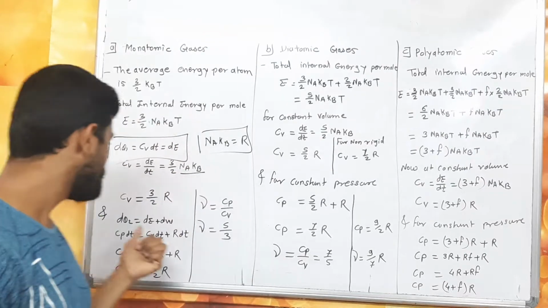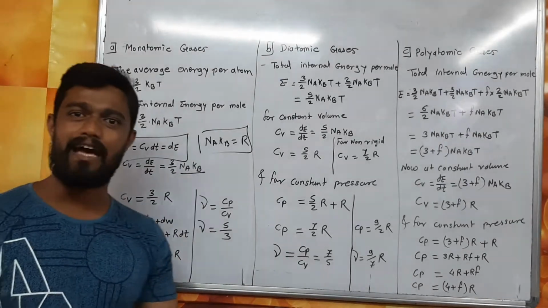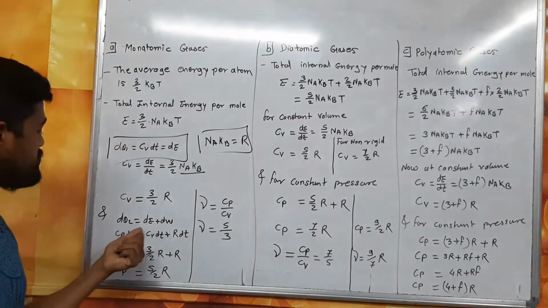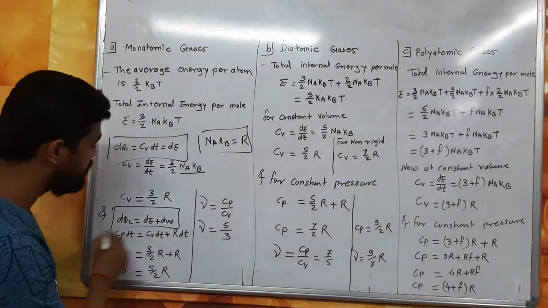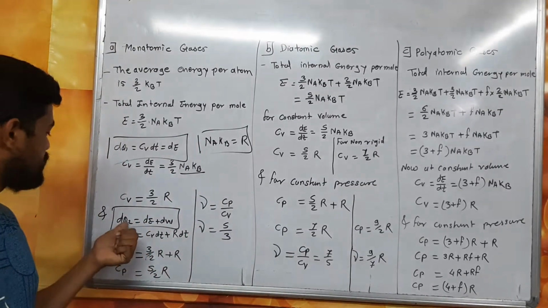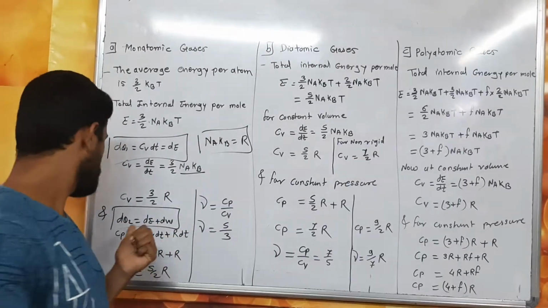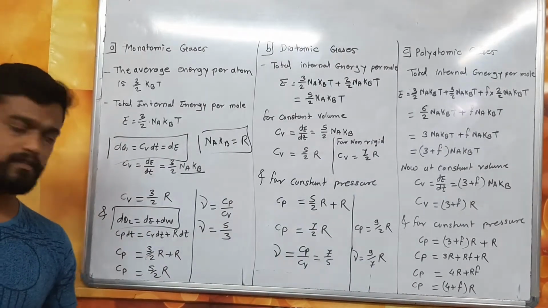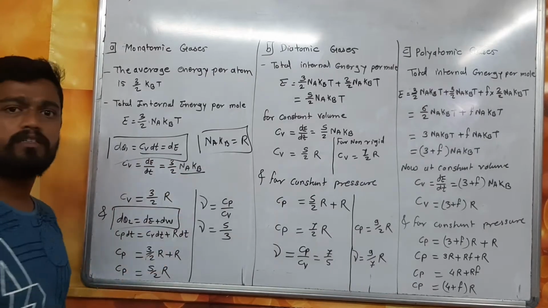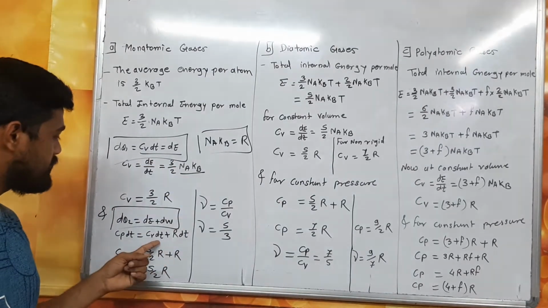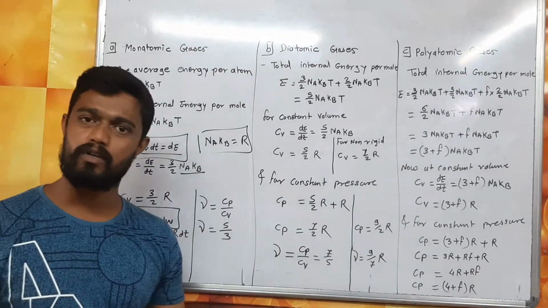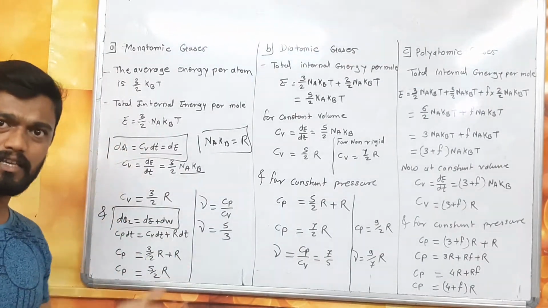Now we find the specific heat capacity of a gas at constant pressure. So dQ2 is equal to dE plus dW. We already know this equation. Now I put the value of dQ2: Cp dT is equal to dE, which is Cv dT, plus dW, the work done, which is equal to R into dT. We discussed this in the last lecture.